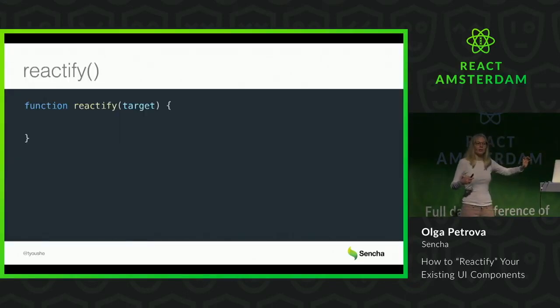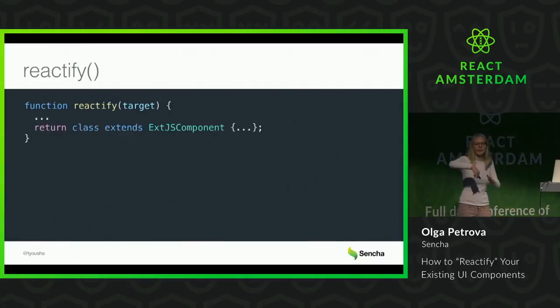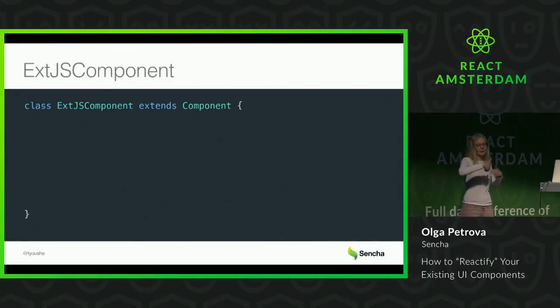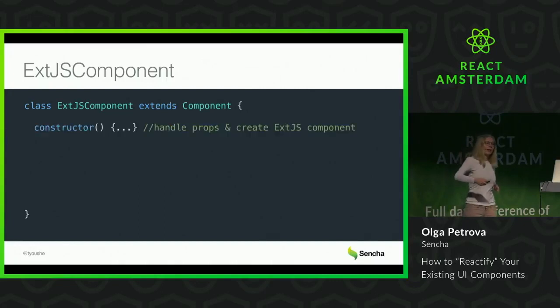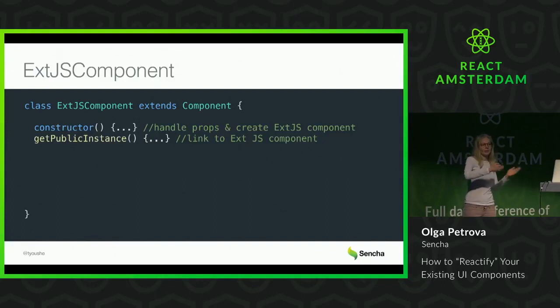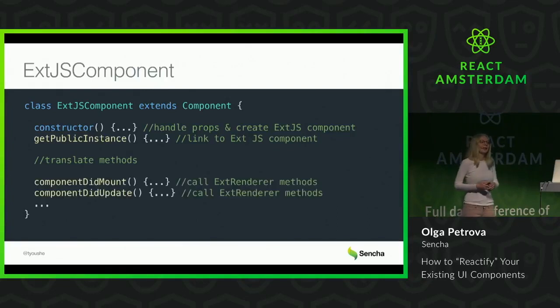First, a reactify function that takes any Ext JS component type and returns a class that will extend the Ext JS component. This is the wrapper itself. It extends the React component class. Its constructor will take props and create the underlying Ext JS component. It will return this component as the output of the getPublicInstance function. It will also have methods that translate React method calls into Ext JS method calls, and it will implement all the magic inside of componentDidMount, componentDidUpdate functions, and so on.